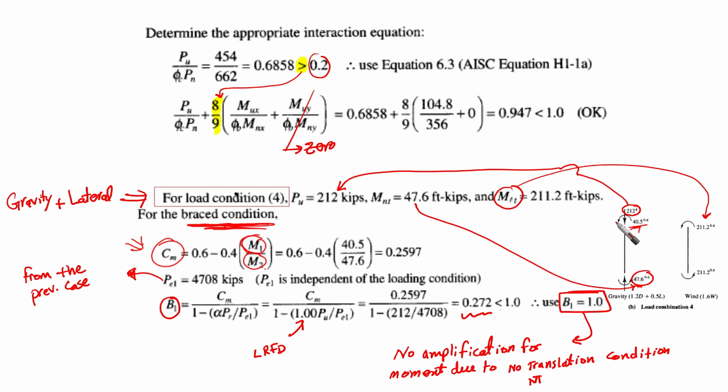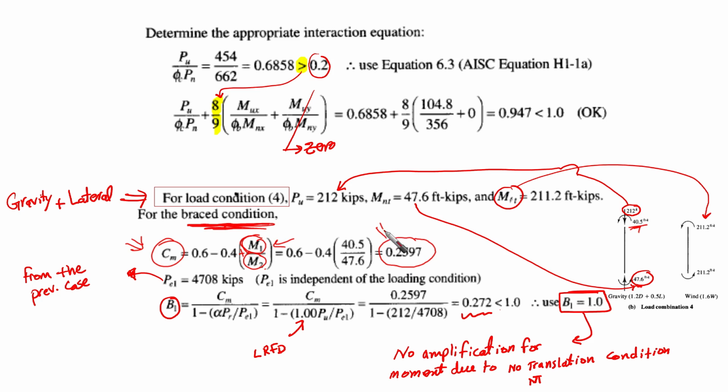They are in the same sense. This means that, in the same sense, the ratio is going to be positive. Then we substitute in this equation, and we are going to find Cm equal to 0.2597.